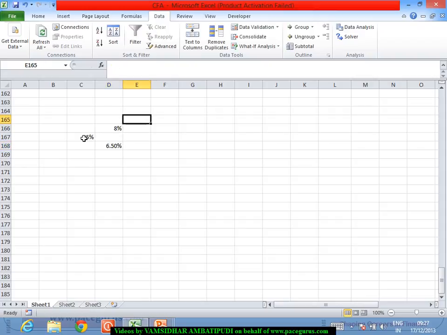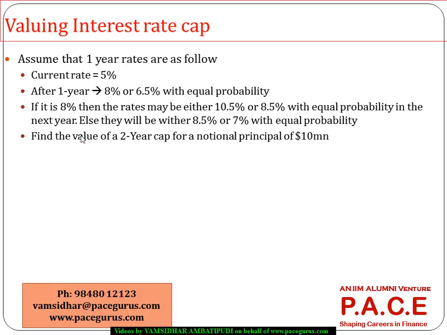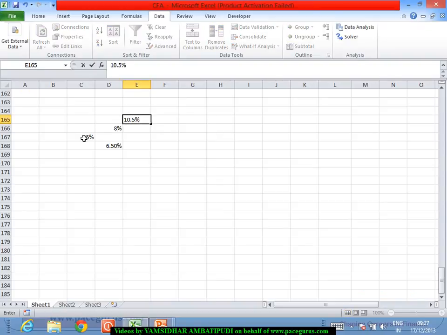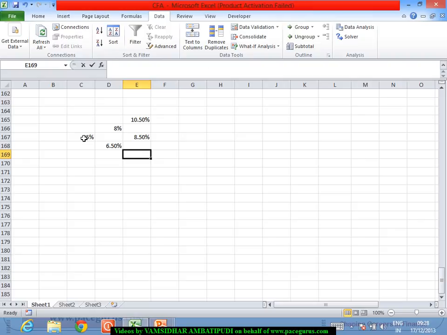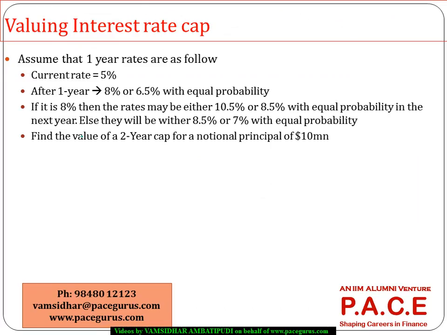If it becomes 8%, it can go to either 10.5% or 8.5% the next year, and if it goes to 6.5%, it will be either 8.5% or 7% the next year. So this is the typical look of the interest rate tree. Based on that, I would like to look at both a 2-year cap valuation as well as a 2-year floor valuation for a notional principal of 10 million, and let me take a strike rate of 7%.